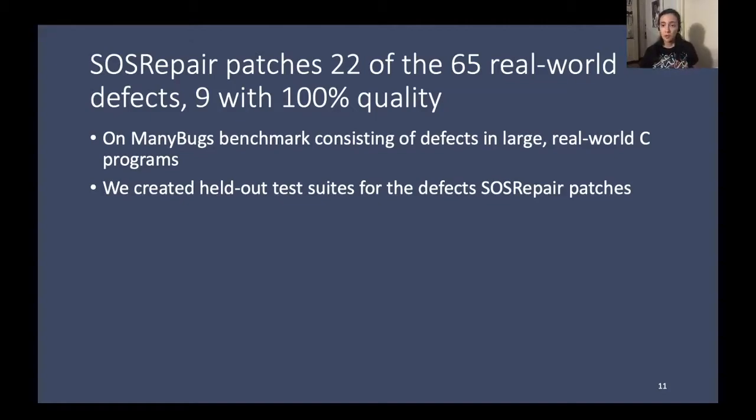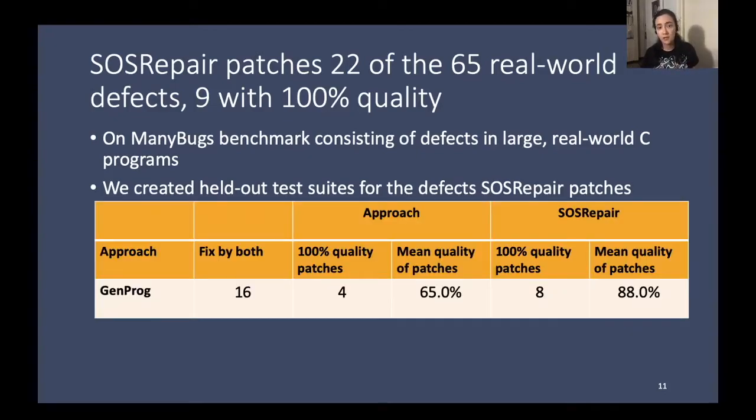We also compared to other approaches, and let's take a look at this table. So here we are comparing SOSRepair to GenProg. GenProg and SOSRepair patch 16 of the same defects, and from these 16 patches that they create, SOSRepair creates 8 patches that pass all the secondary test cases, whereas GenProg creates only 4 patches that pass all secondary test cases.